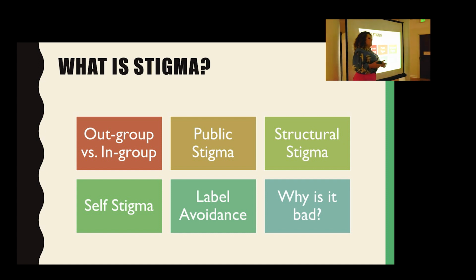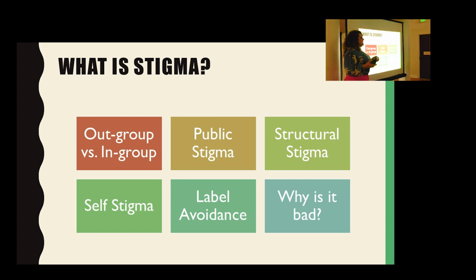Structural stigma is kind of similar. I'm sure that many of you have heard of institutionalized racism, and that's an example of structural stigma that comes from things like policies and laws. It can also be unintentional because it's just been built into the society that we live in, and it takes a long time to get rid of.